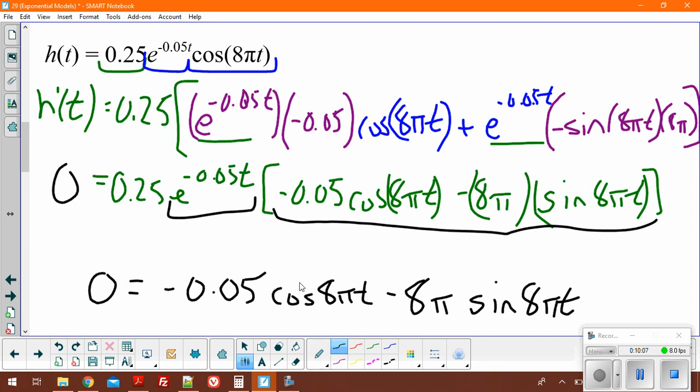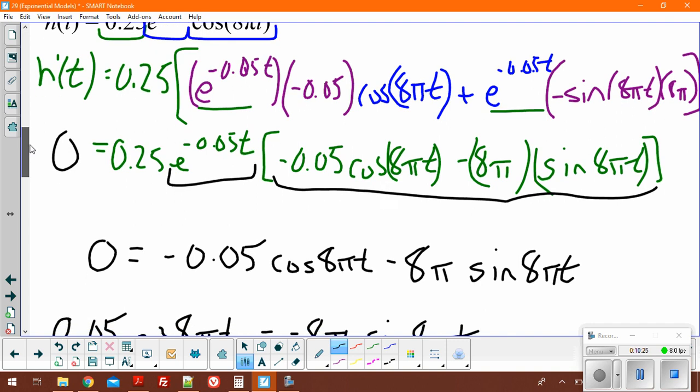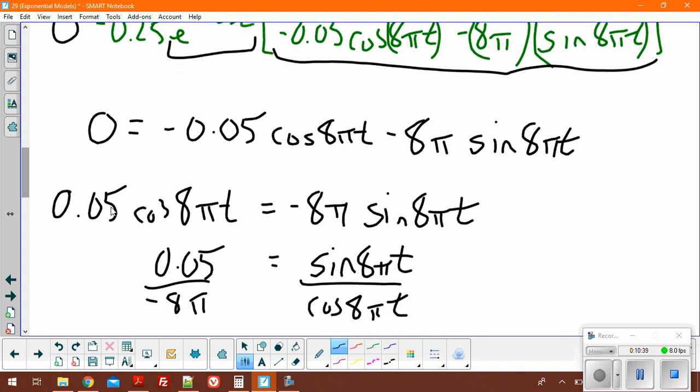Okay, this has a mixture of sine and cosine. How am I going to do that? One way would be to attempt using one of the double angle formulas. I could rewrite cos 8 pi t as like 1 minus something, but it would get really messy. So we're not going to do that. What I'm going to do is bring this term to the left-hand side, and then divide both sides by cos and both sides by negative 8 pi. So I get this expression right here.